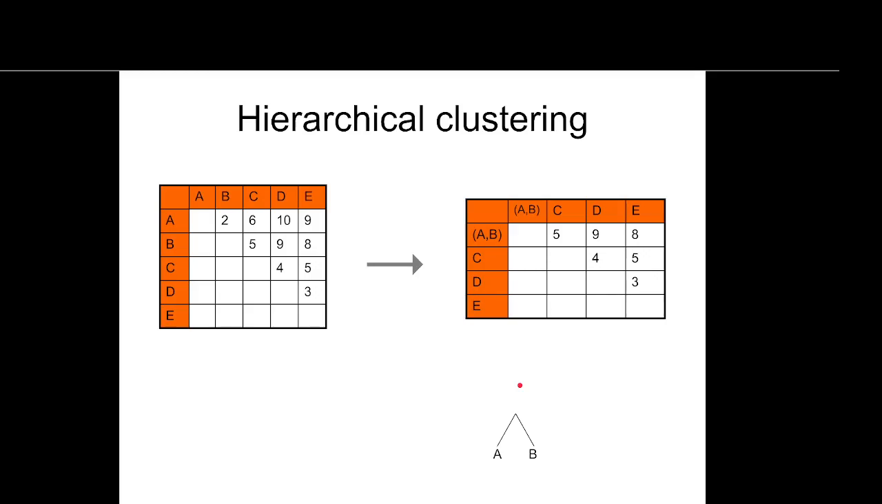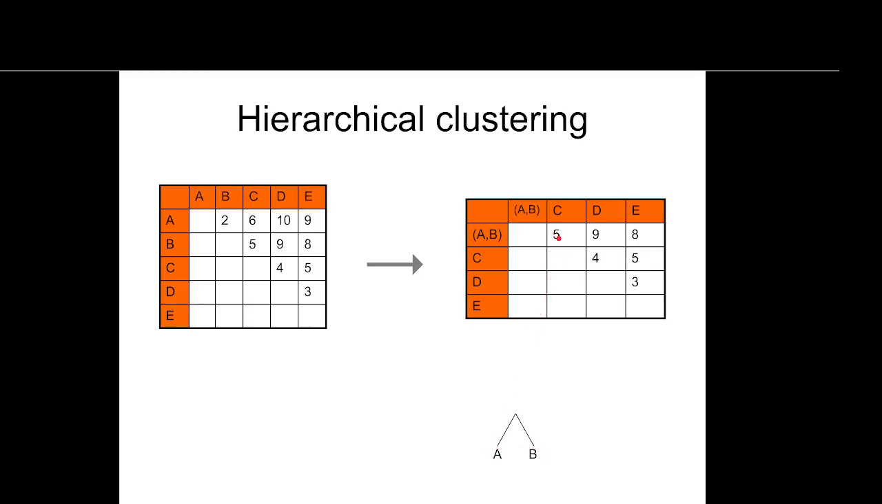In the first step, we go through this distance matrix and we find the shortest distance, and hence the pair that should be grouped first, is A and B at a distance of 2. All other distances are larger. So we group together A and B and create this new cluster, visually depicted over here.